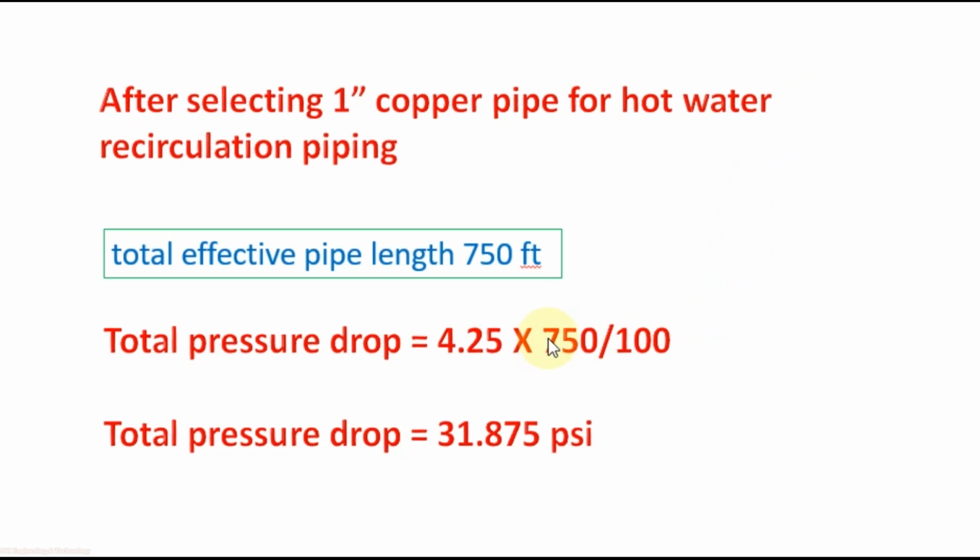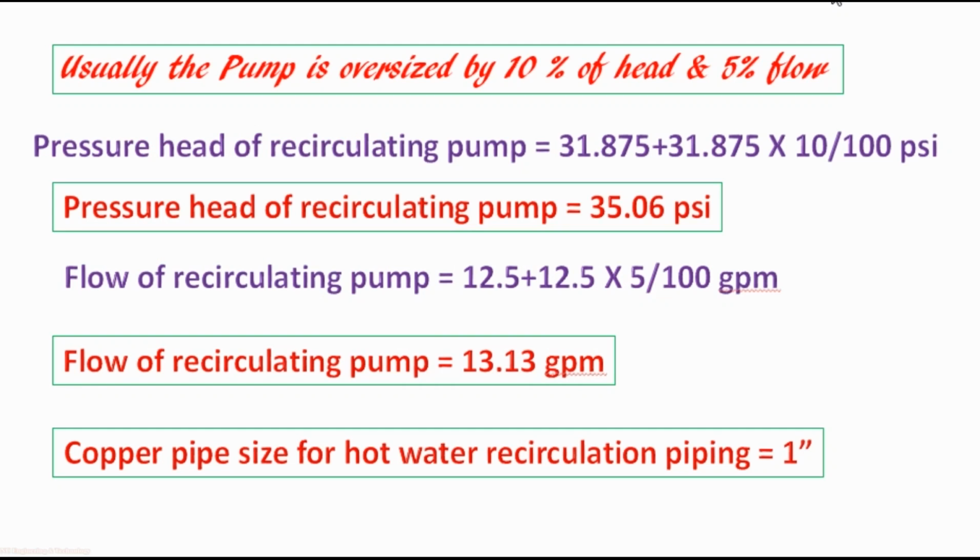Now we will calculate the total pressure drop. We have selected pressure drop in 1 inch copper pipe 4.25 PSI per 100 feet, and total effective length is 750. So when we multiply these values, we get the result: total pressure drop equal to 31.875 PSI. Usually the pump is oversized by 10% of head and 5% of flow. So when we add 10% to the head, then the pressure head of the recirculating pump will be 35.06 PSI, and when we add 5% to the flow, then the flow of the recirculating pump will be 13.13 GPM.